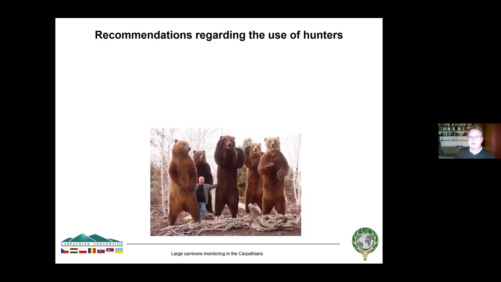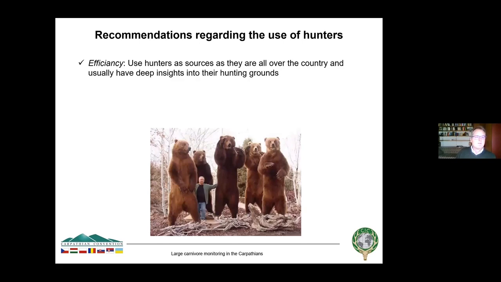So the recommendations regarding the use of hunters is, first, we have to improve efficiency. We have to use hunters as sources as they are all over the countries and usually have deep insights into their hunting grounds. It would be inefficient to neglect these sources of information.